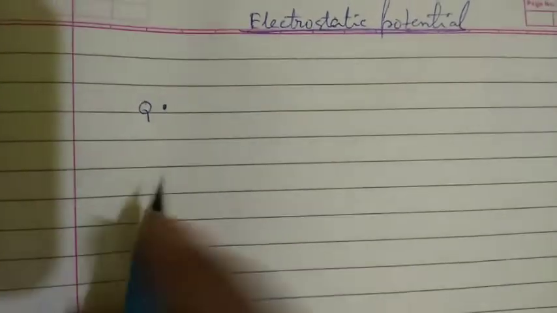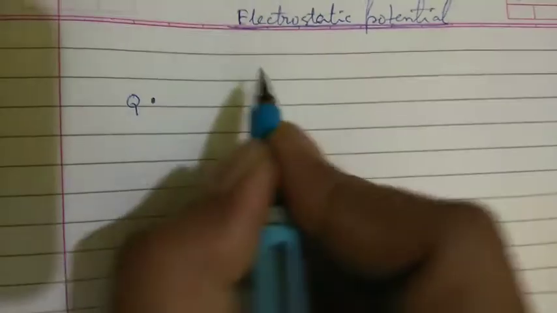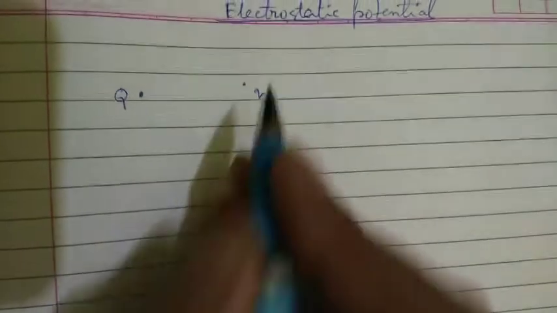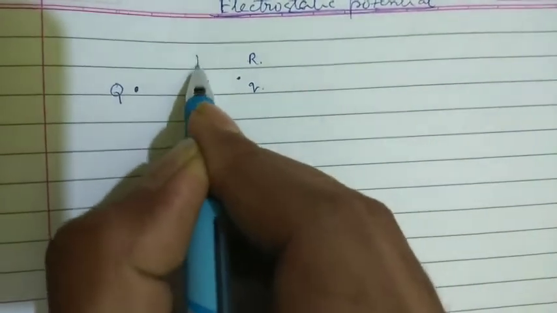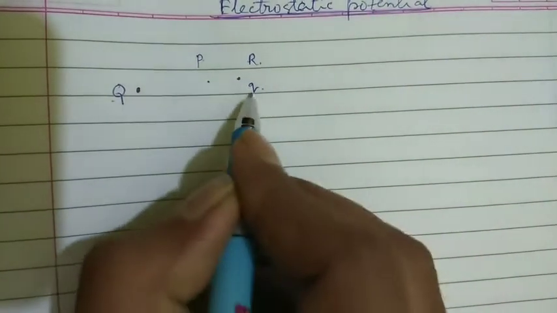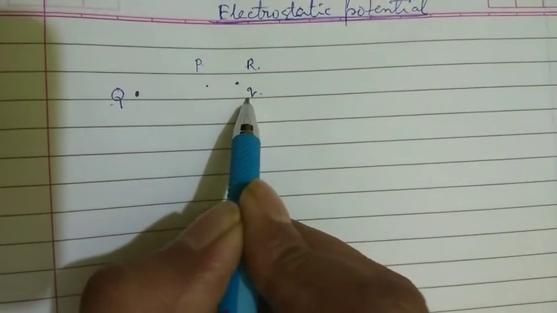Now to understand it, let us consider a charge plus Q situated at this point. Because of this charge, an electric field will be created surrounding it. Now let us introduce a test charge q. Suppose this is at the point R. We want to take it to a point P. Now because of this electric field, suppose both the charges are positive. So there will be a repulsive force on it.